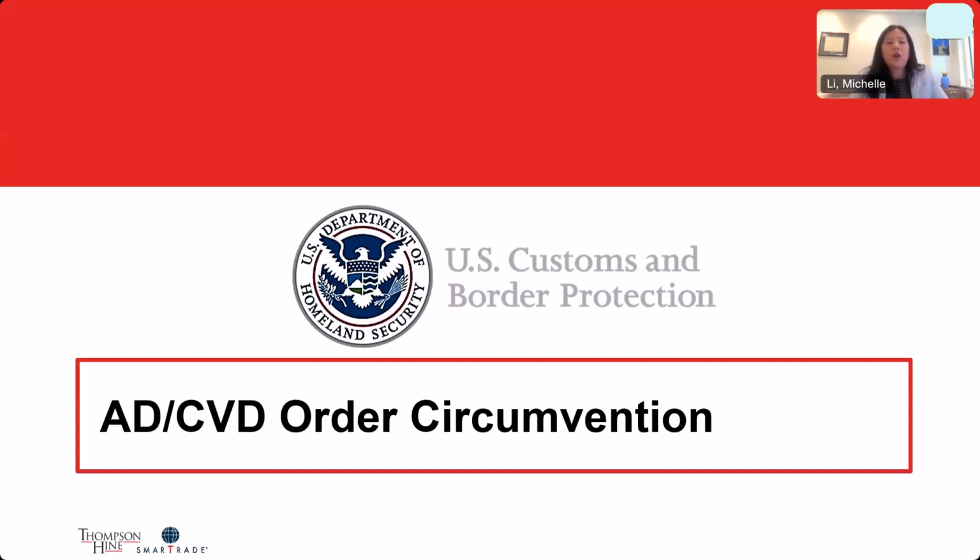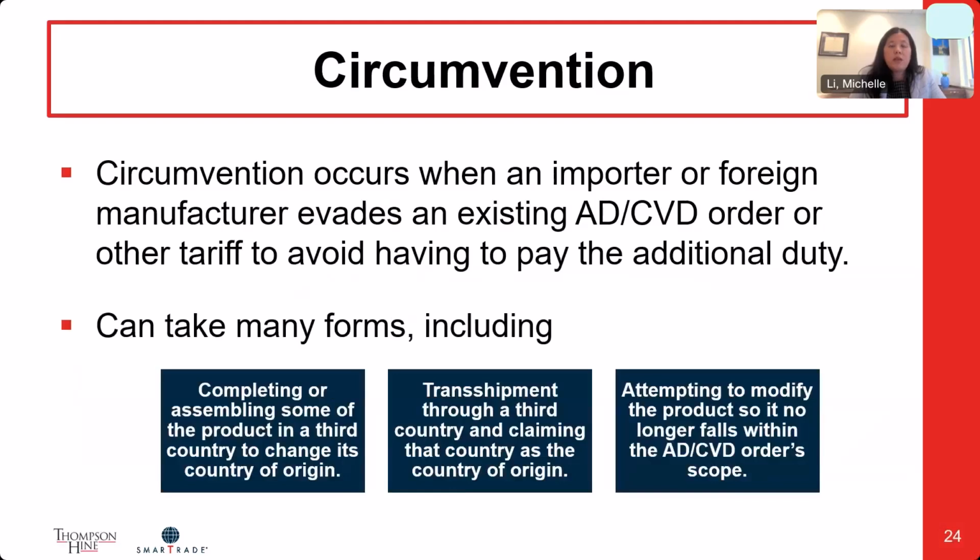And now we can talk about AD and CVD order circumvention. What is this about? Next slide, please. This is when you get an order and then people start to evade the existing order or alter the product to avoid having to pay the additional duty. So a lot of times people ask, I got the order, but now what? Because people are starting to circumvent and take advantage, evading the existing order.